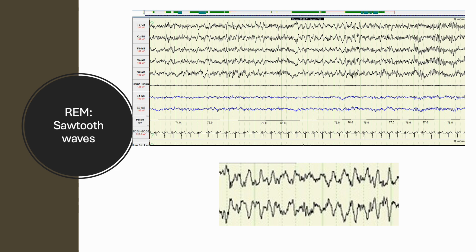Here's a great sample I ran many years ago with some outstanding sawtooth waves, and I've enlarged the section to show you. These are the sawtooth waves. Those are brilliant. And they are notched.